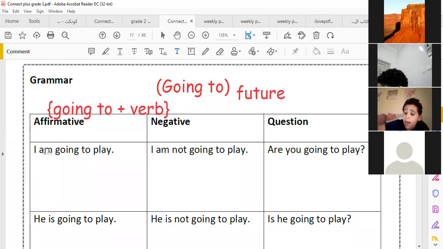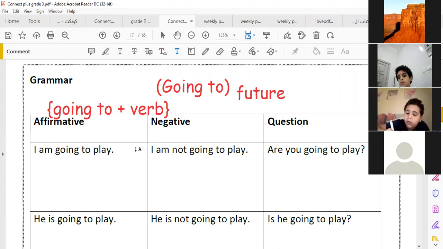With I, we use am. And then we put going to. After that, we put the verb without ed, without ing, without s. This is going to. I am going to play.